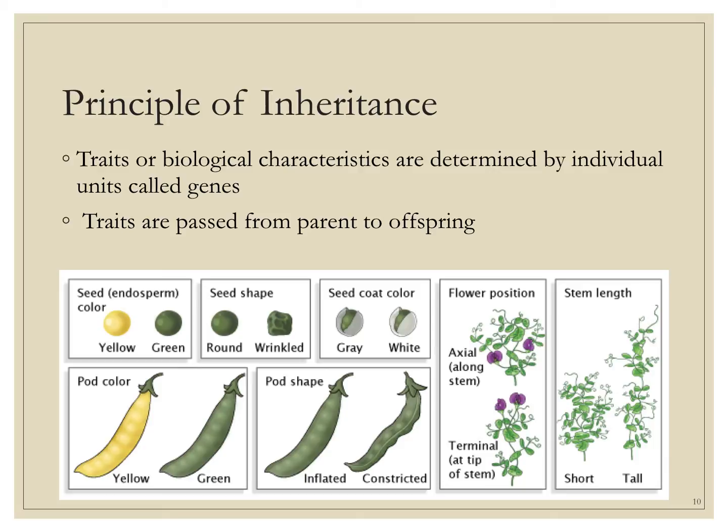And these are those traits that are expressed, whether they're yellow or green seeds, whether the pod color is yellow or green, whether it's tall or short, those kinds of things. Those are the inherited characteristics that the offspring get from the parent.